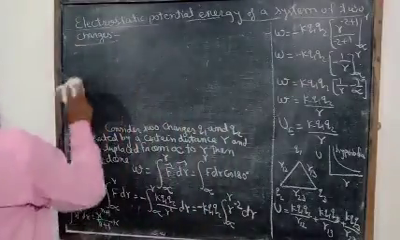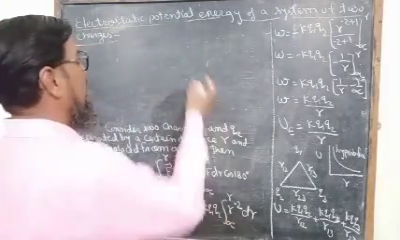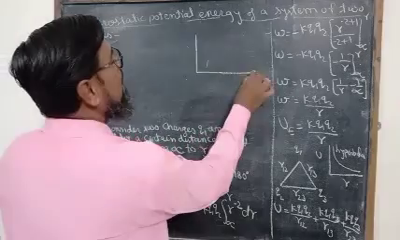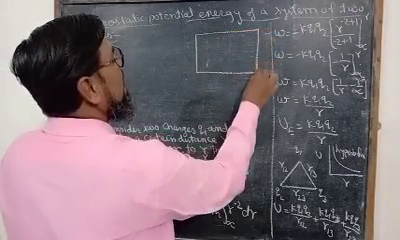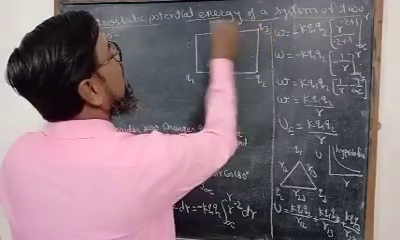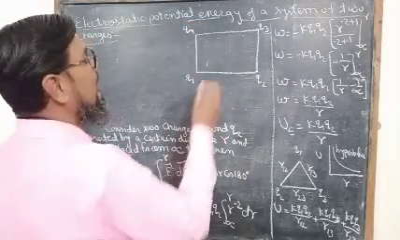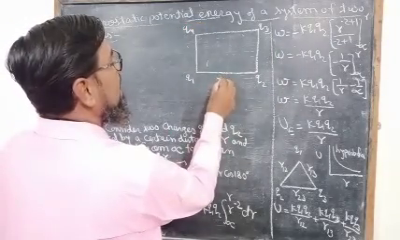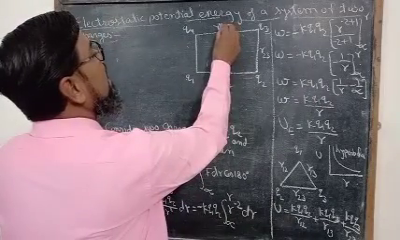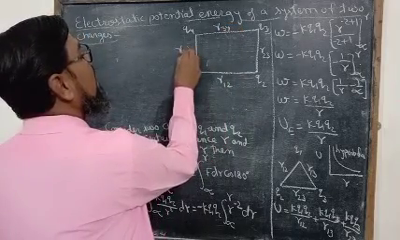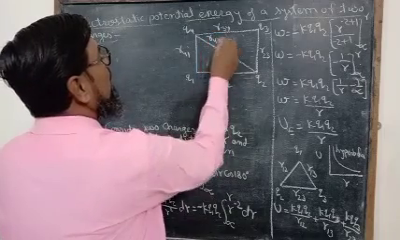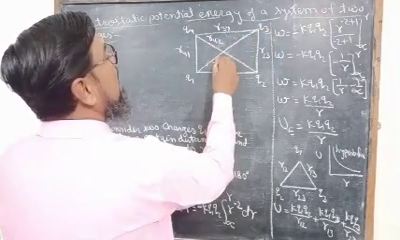If a system of four charges is considered and all the charges are situated at the vertices of a quadrilateral or a square, in this case the charges are Q1, Q2, Q3, Q4, and this distance is R12, this is R23, this is R34, this is R41, this distance is R42, and this distance is R13.